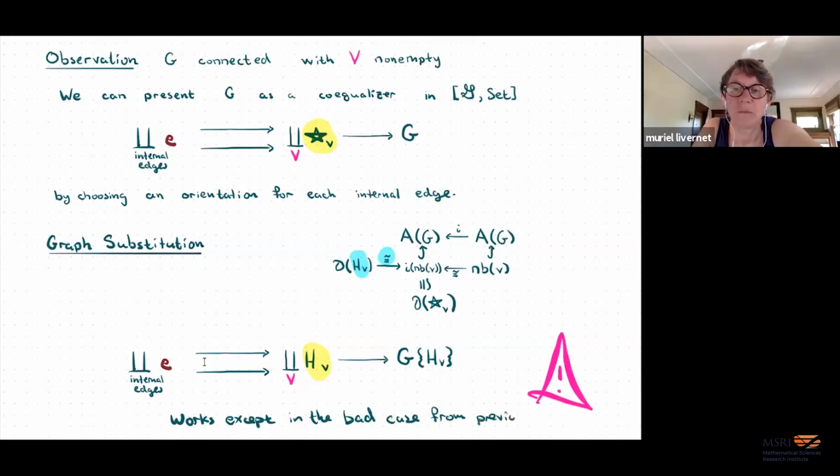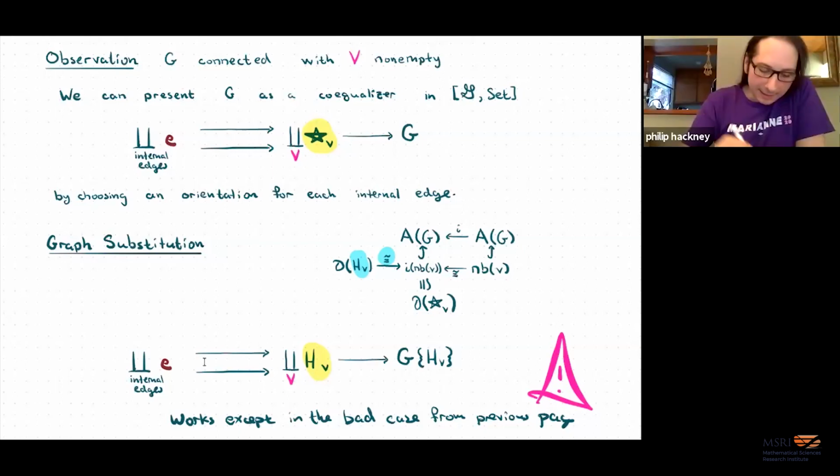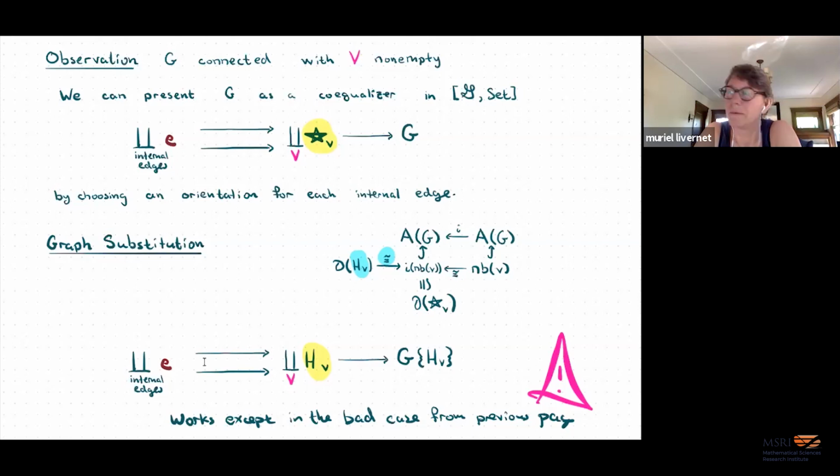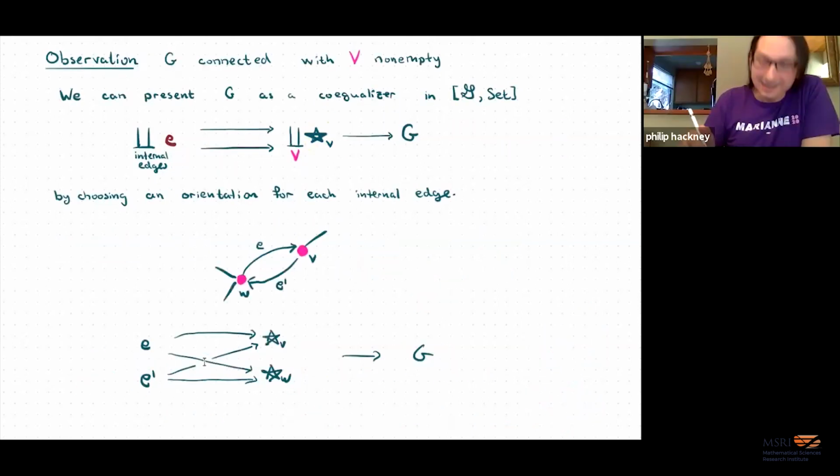So Philippe, this is Muriel Liverne speaking. Can you explain or describe the maps from the left graphs, internal edges to HV? Yeah, so let me draw a picture. Or actually, let me copy the picture that I had, and I'll expand it.